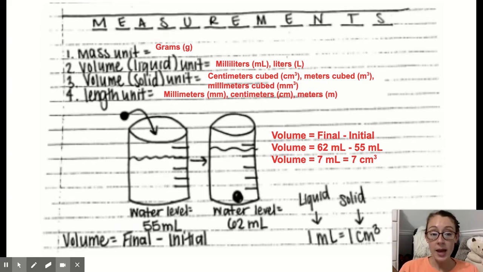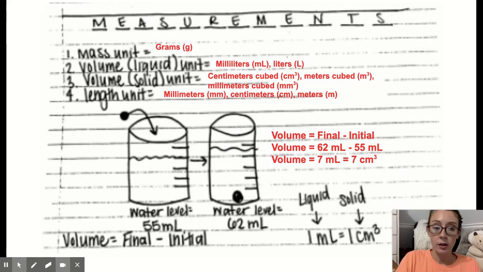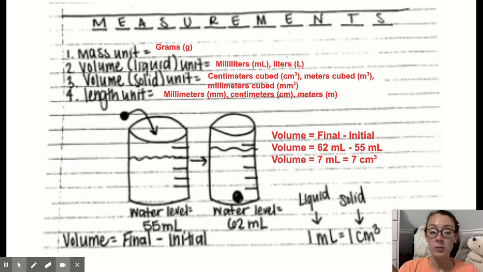When we take the mass of an object, we're going to use a balance to take that mass. So we have two different types of balances. We have an electric balance. We also have a triple beam balance, and that's what you're going to be doing in your lab on Monday.